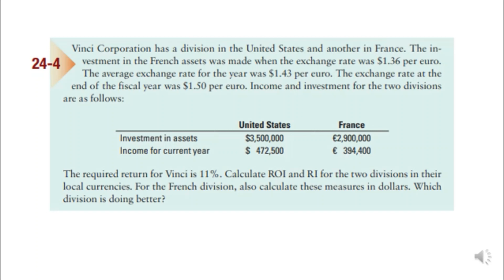In addition, the required return for Vinci is 11%. Calculate ROI and RI for the two divisions in their local currencies. For the French division, also, we are going to calculate these measures in dollars. Which division is doing better? Okay, let's continue with the solution.